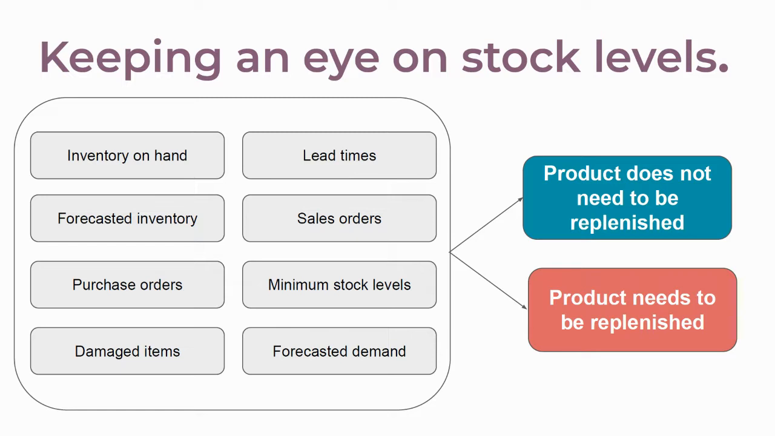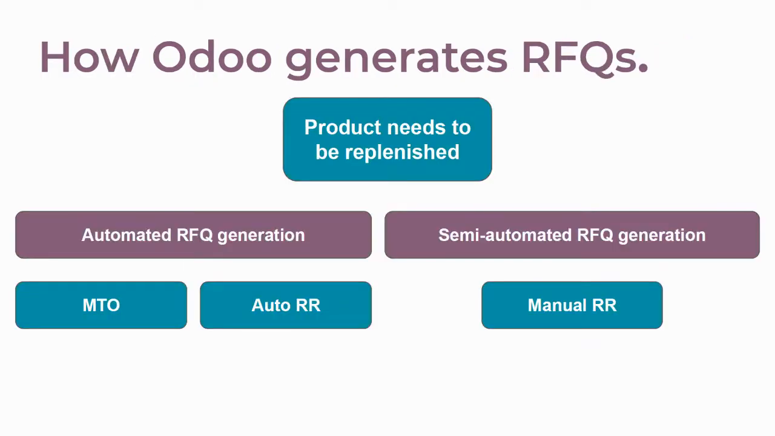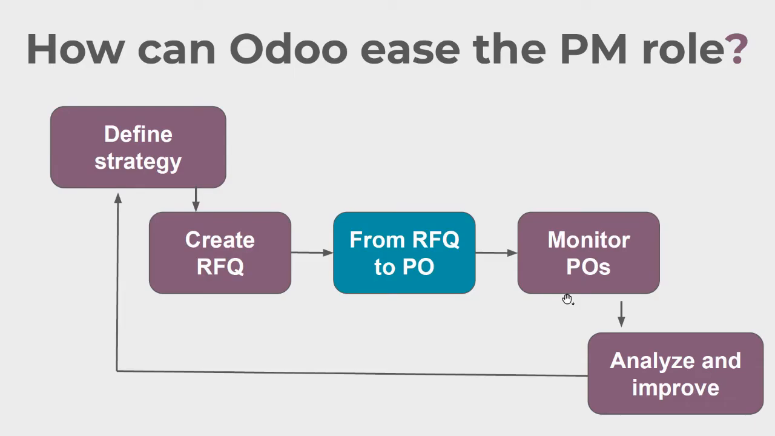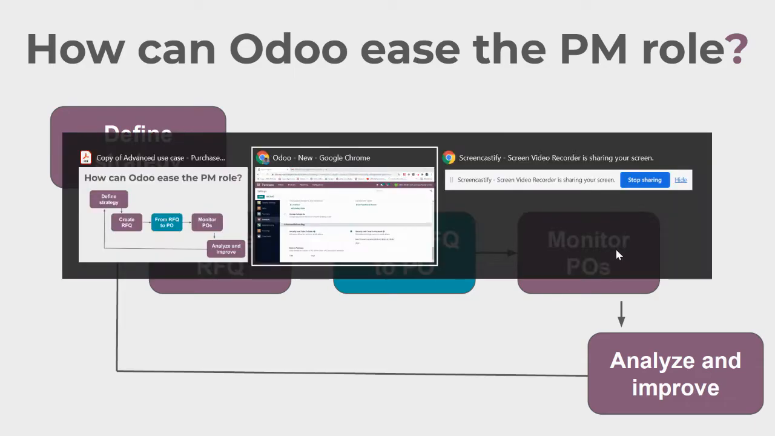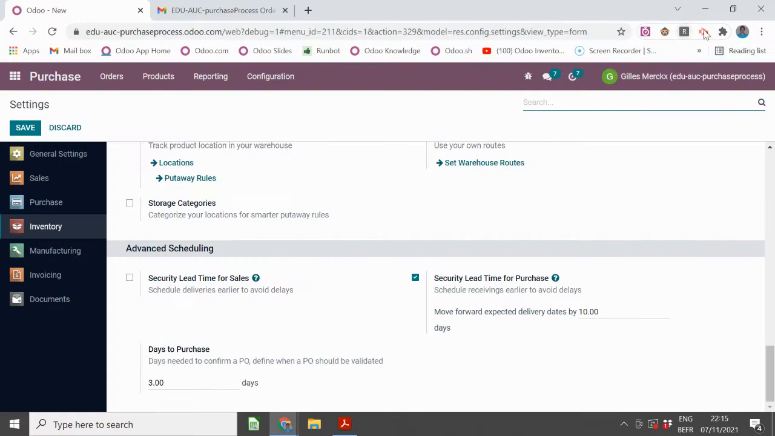And that's very difficult to find all this information. It takes time. That's why Odoo will calculate everything for you. And by calculating that, Odoo can generate RFQs automatically, either with MTO or automated reordering rules, as we have said, or it can be semi-automated if we have manual reordering rules or if we have no reordering rule. That's exactly what we want to see in the next part.